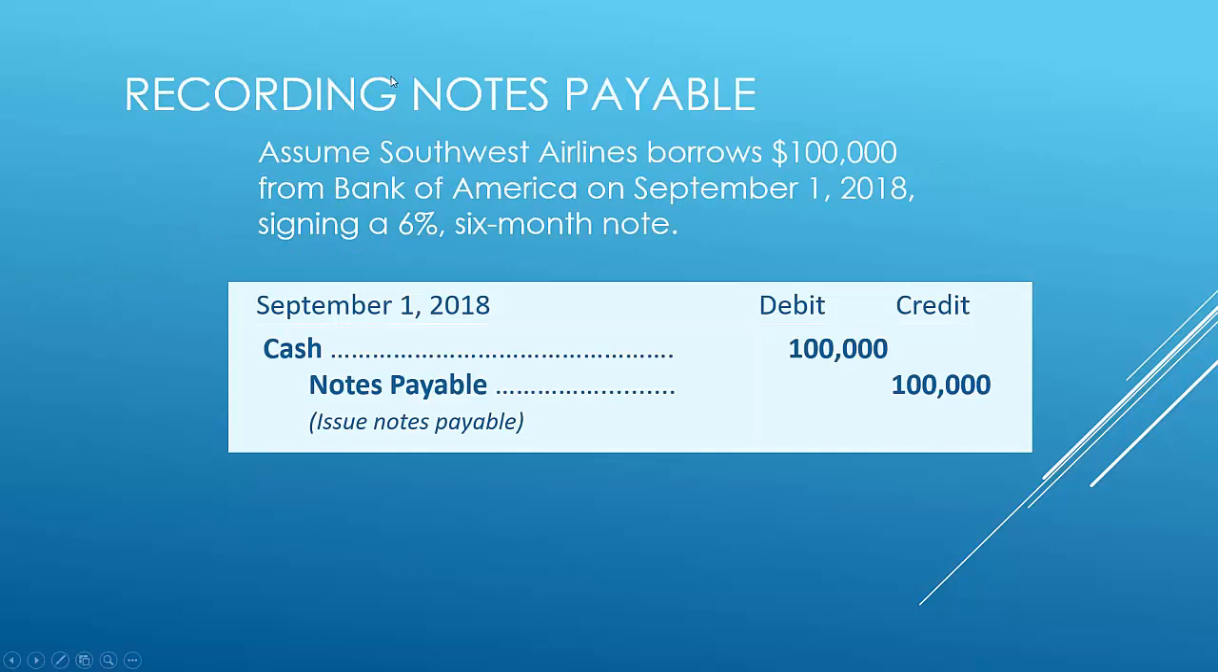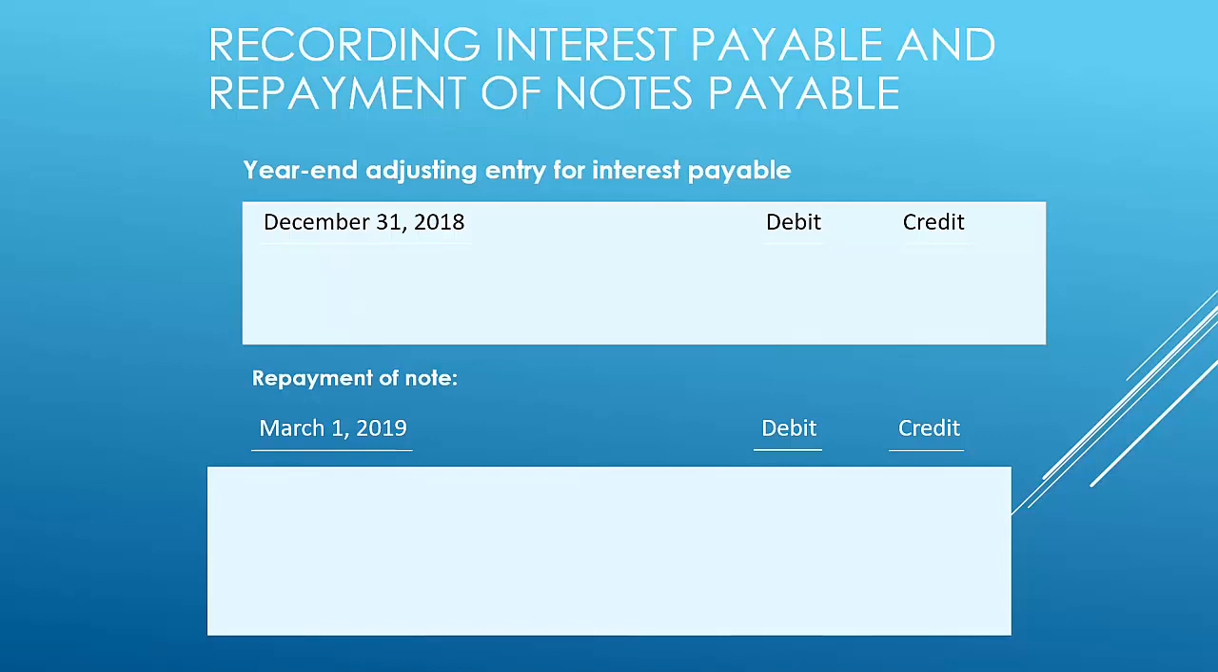So, assuming Southwest Airlines borrows $100,000 from the Bank of America on September 1st, they sign a 6-month note. So when they sign the note, they're going to take the $100,000. Why? Because the bank just gave them $100,000. So here comes my cash increasing, and I'm also increasing my notes payable by $100,000. So remember, the note was taken out on September 1st.